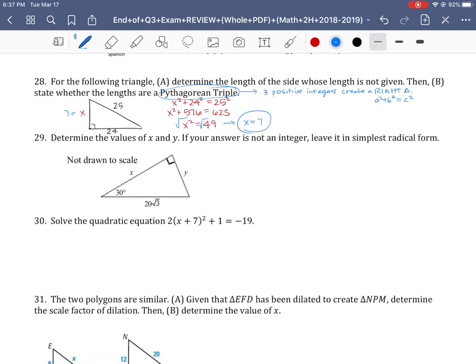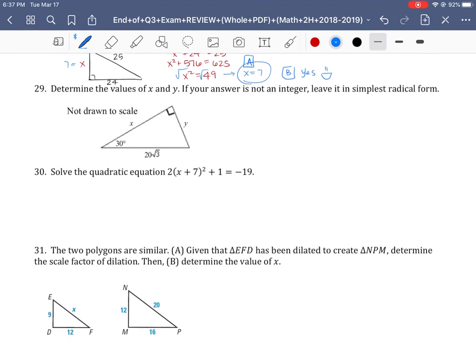So in this case, it looks like we have 7 and 24 and 25 as our values. Those 3 are all positive integers, right? There's no fractions, so that would be a Pythagorean triple. So part A, we would say, is 7. Part B, I'm sorry, this is so messy, then we would say yes, they form a Pythagorean triple.